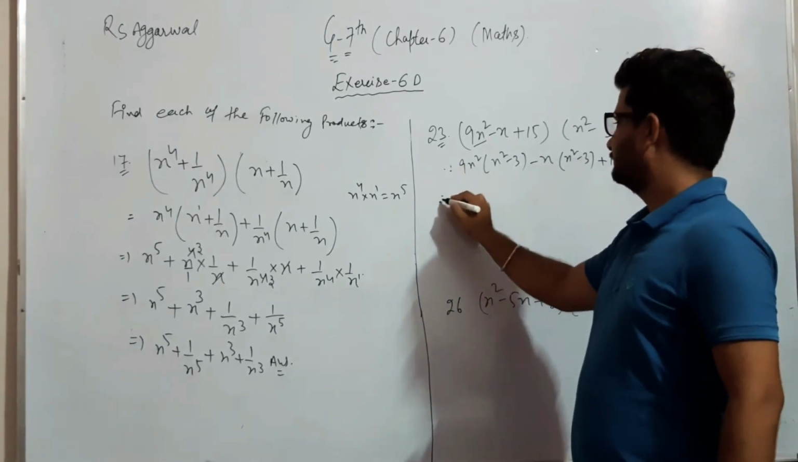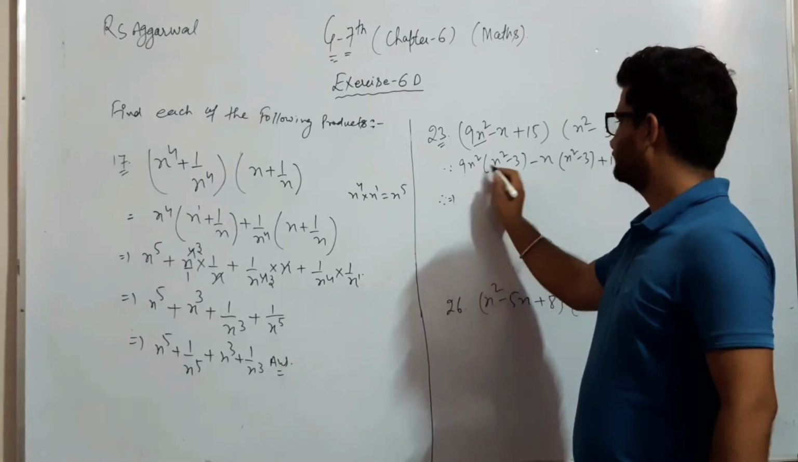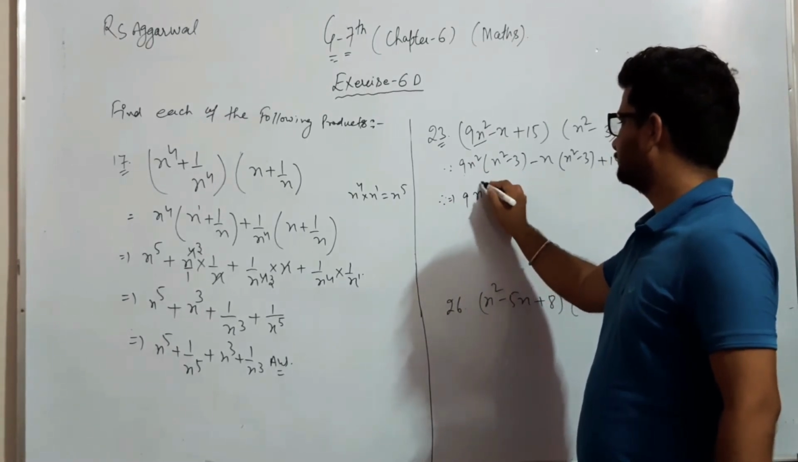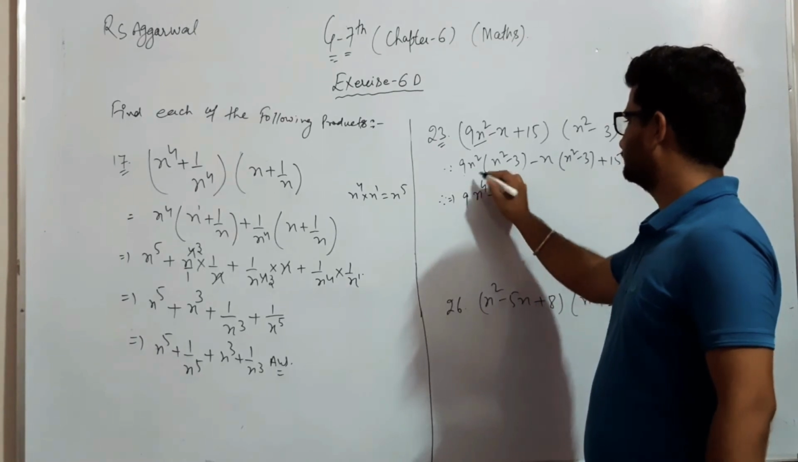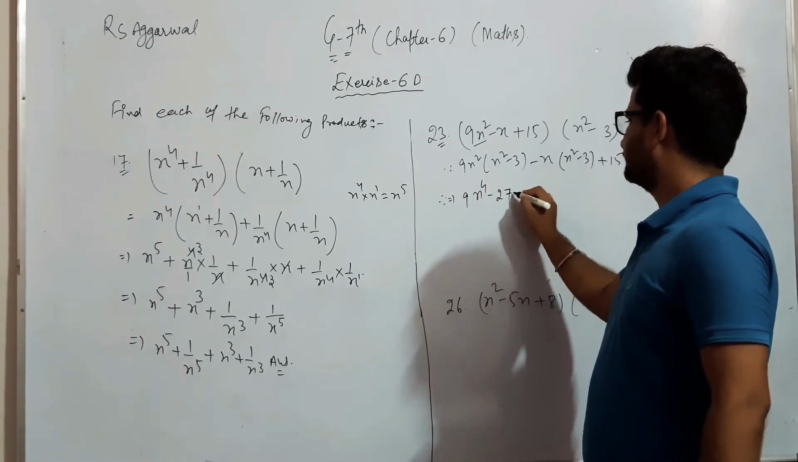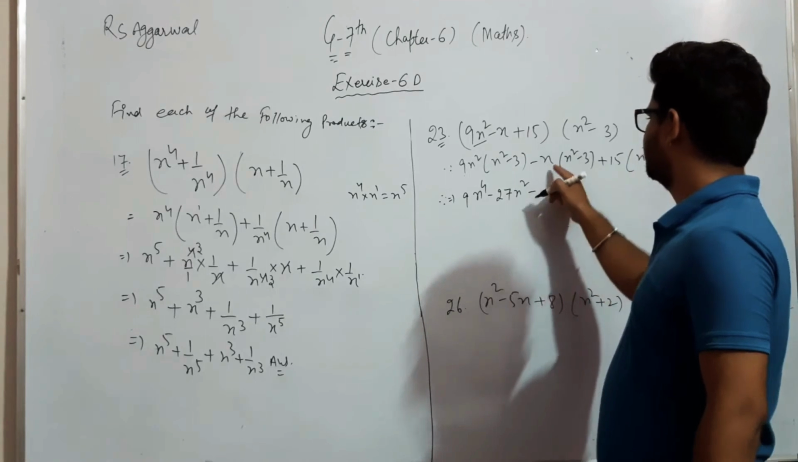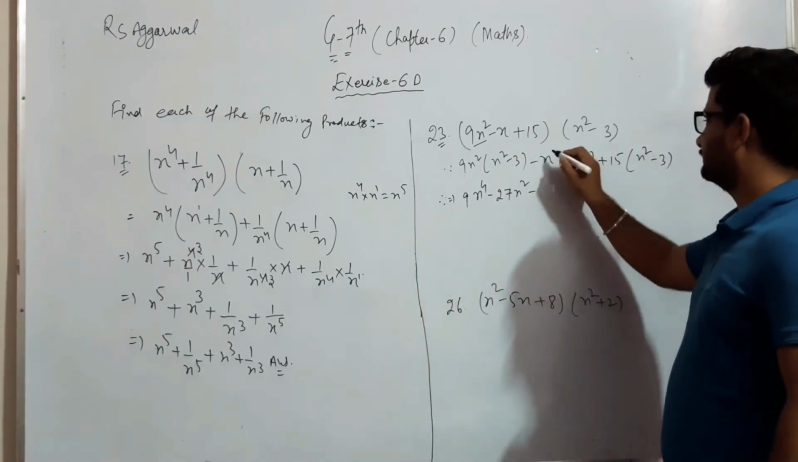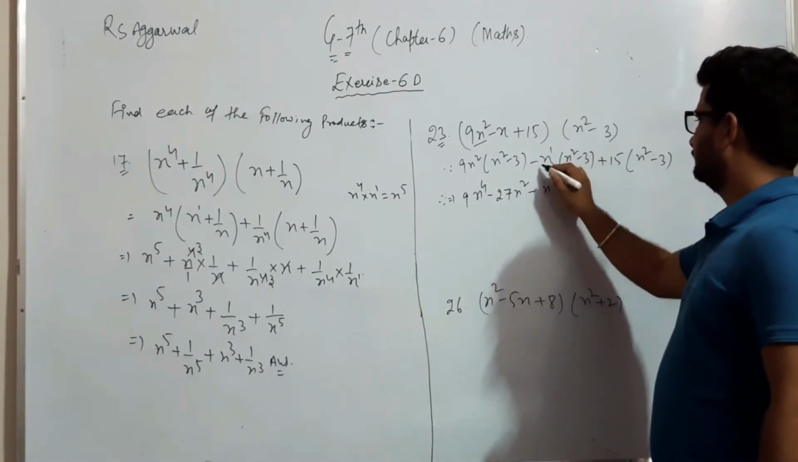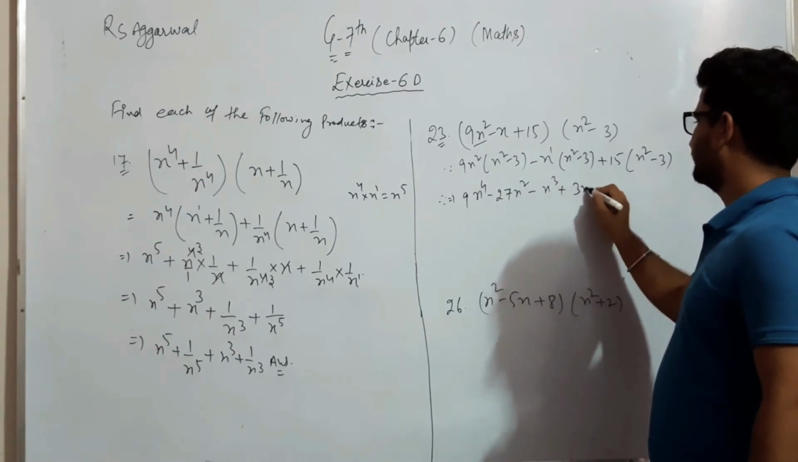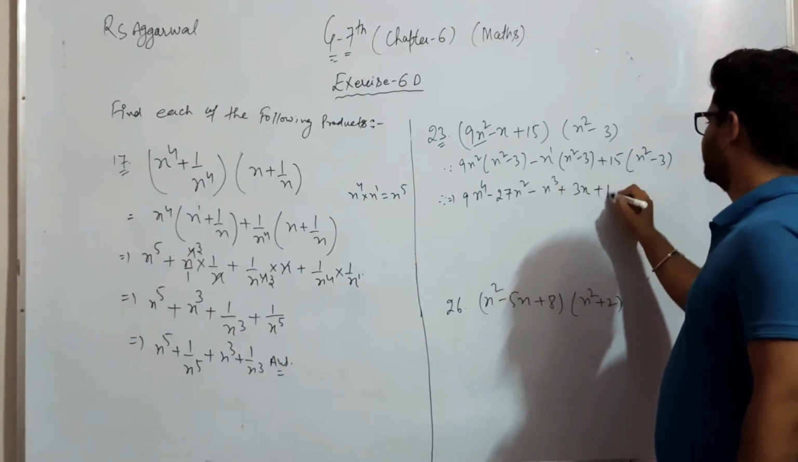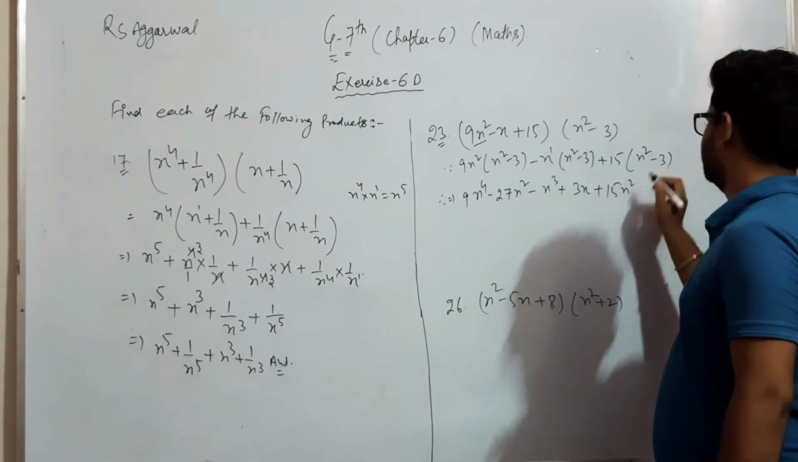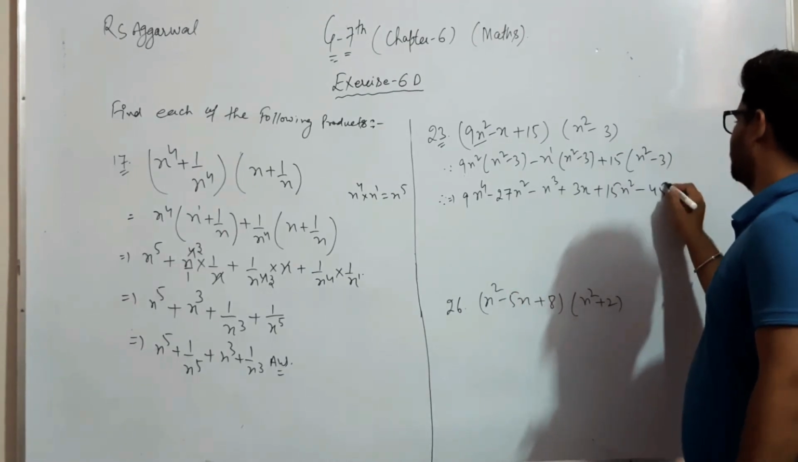Okay, in the second step, 9x^2 multiplied with x^2 is 9x raised to power 4, 9 times 3 is 27, minus 27x^2, minus plus minus, minus x into x^2 is x^3, minus plus sign 3x, plus 15 into x^2, 15x raised to power 2, 15 times 3 is 45, so it is 45.